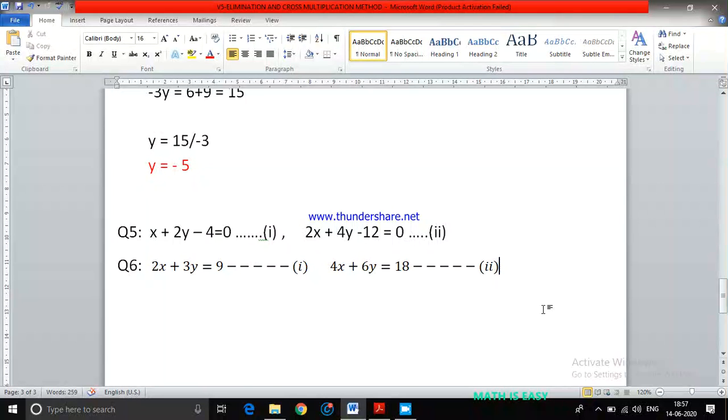So next class we will solve the cross multiplication method, which is the fourth one.